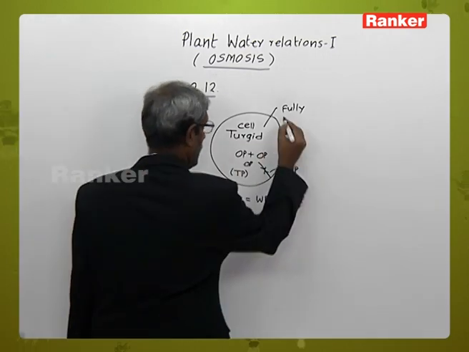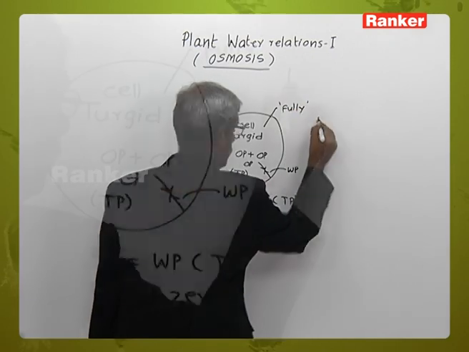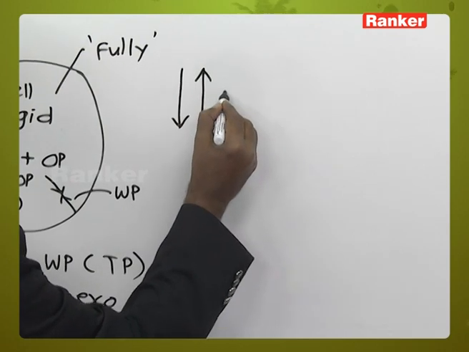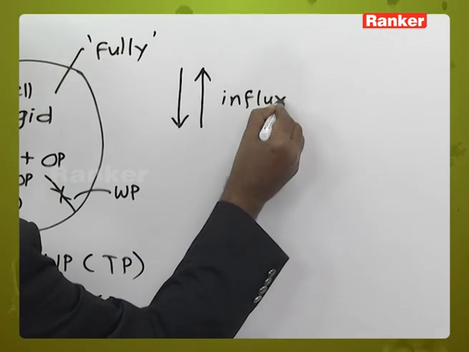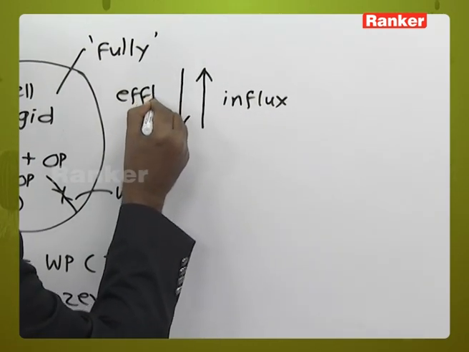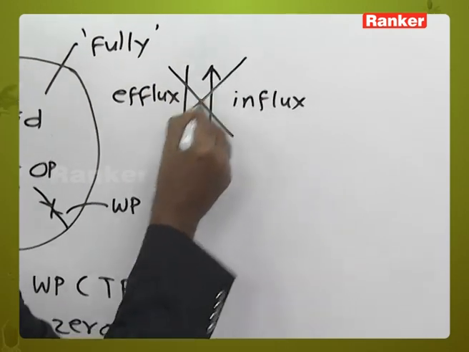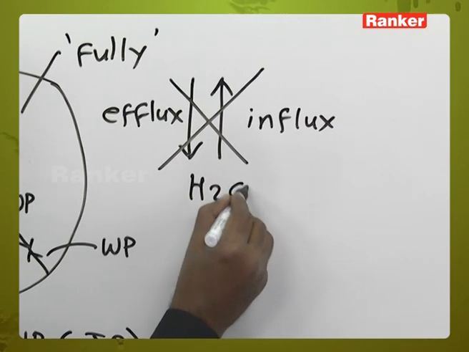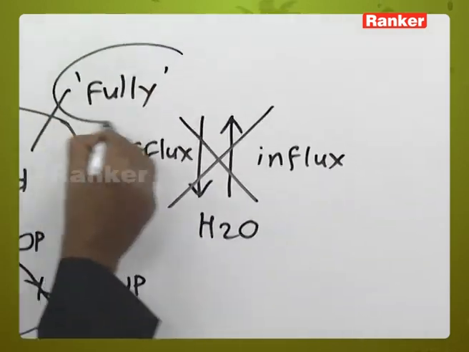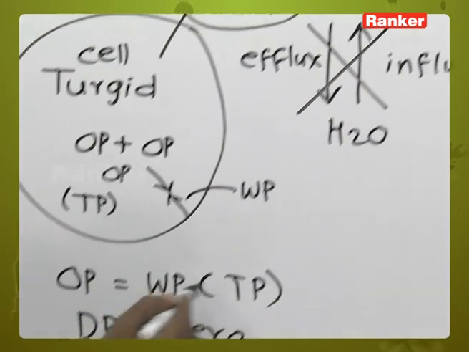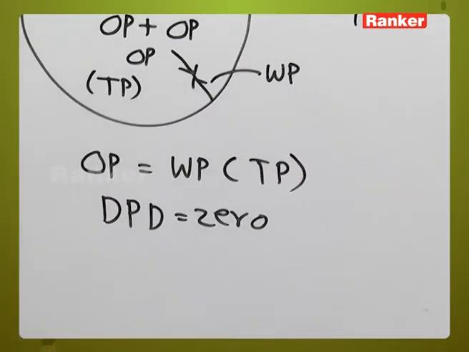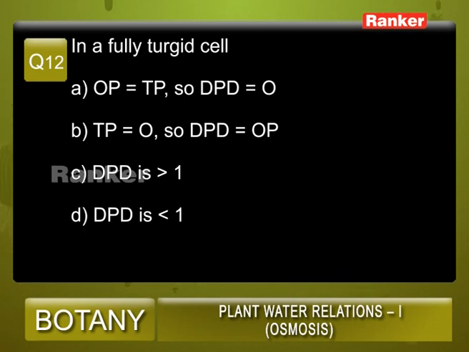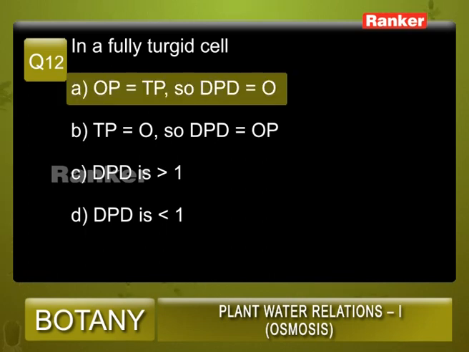So, the word here is fully turgid, that is, there is no exodus of water or no influx of water. There is no influx, there is no efflux of water. So, with relation to water, if there is no influx or efflux and the cell is fully turgid, it means OP is equal to WP or TP and DPD is equal to 0. Under these conditions, choice A works out right, hence the answer is A.